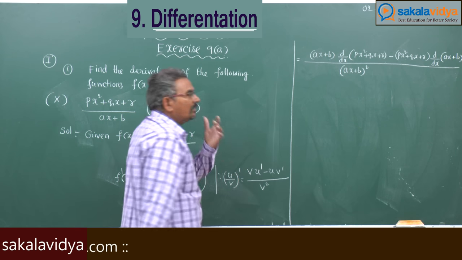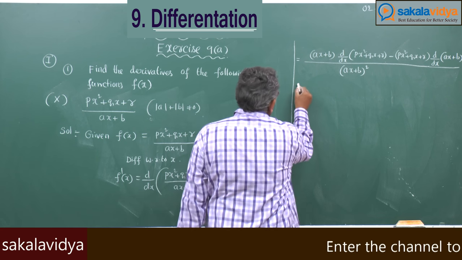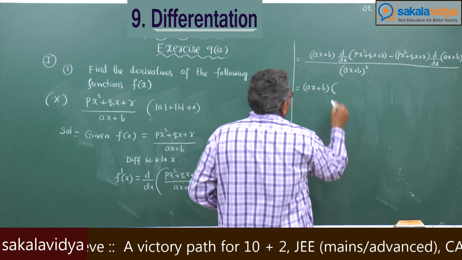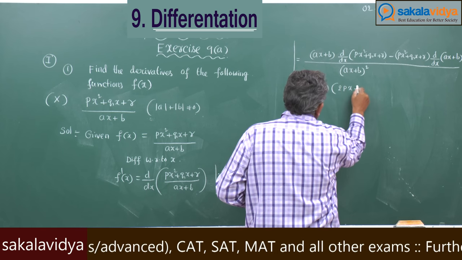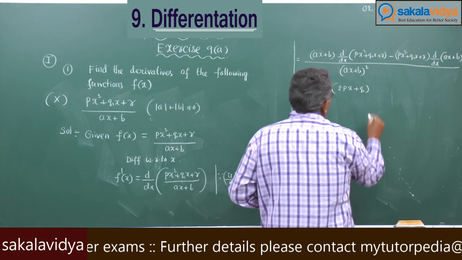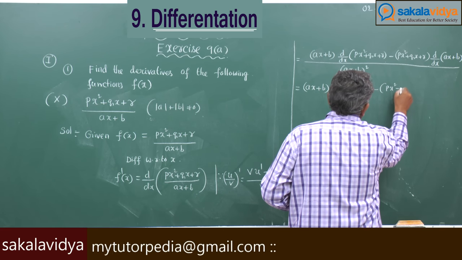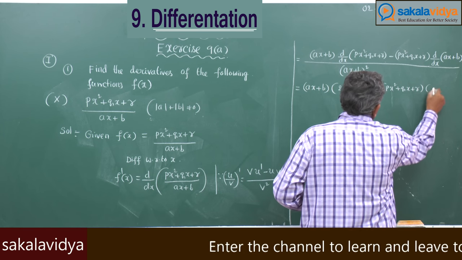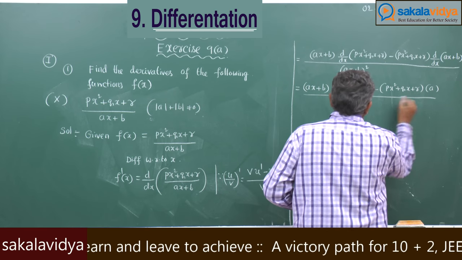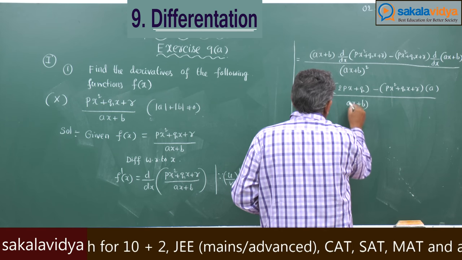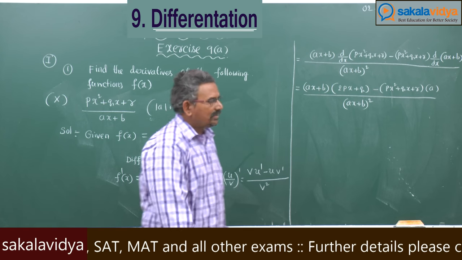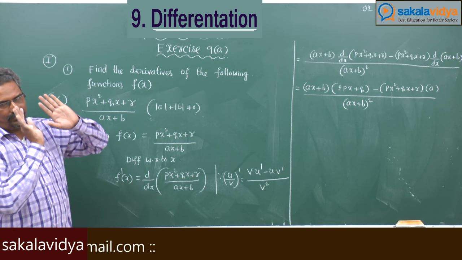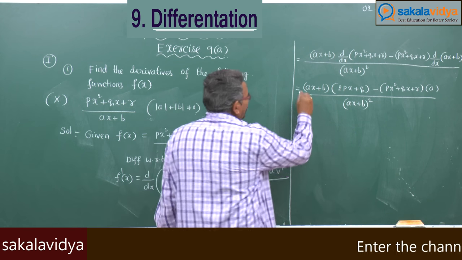P x square plus q x plus r into d by dx of a x plus b. So, now this is equal to a x plus b into the derivative of x square, which is 2x, into p, 2p x plus q, r differentiation is 0 only, leave it, minus p x square plus q x plus r into the derivative of a x plus b, which is a, b derivative is 0, leave it, divided by a x plus b whole square. So, actually, you need not change a x plus b whole square, don't expand it, you keep it as it is. Let us simplify.